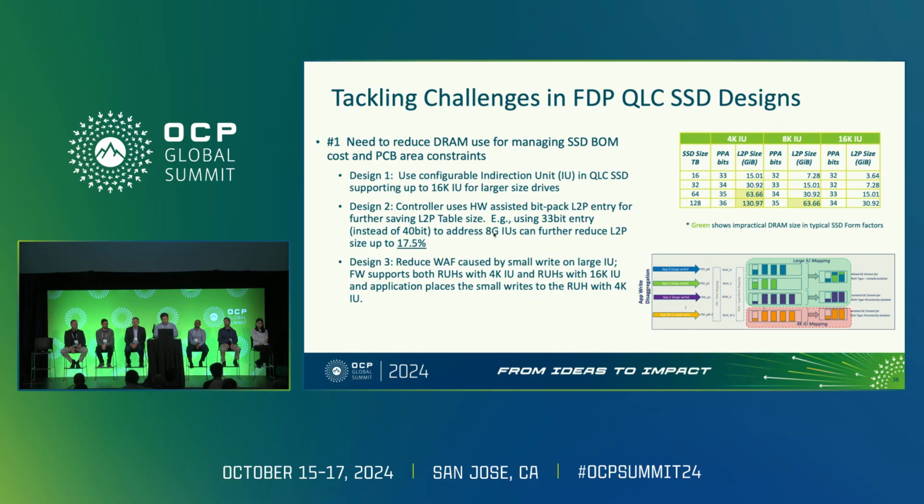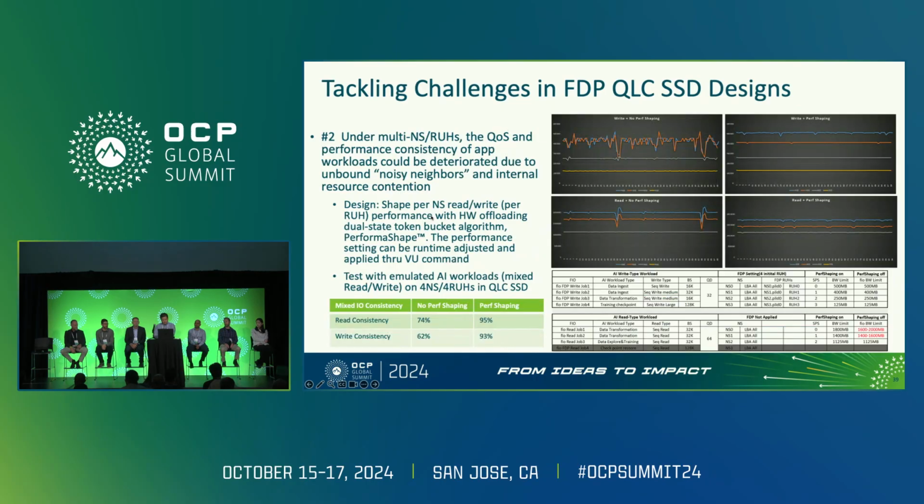Next page. Another challenge is supporting multiple namespaces or handling QoS. The performance consistency of application workloads could be degraded due to unbounded noisy neighbors and internal resource contention.